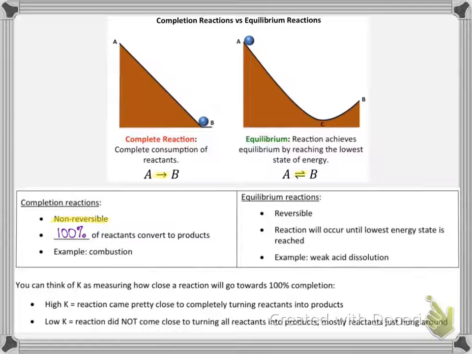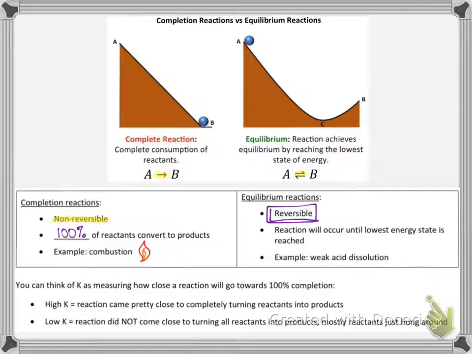You can't unburn something. Equilibrium reactions, of course, as the double-sided arrow suggests, are reversible, which means the reaction is going to occur until the lowest energy state is reached, and then, who are we kidding? The reaction's still happening, just at equal rates in both directions. So a weak acid dissolution is a classic example. A weak acid will only partially dissolve.